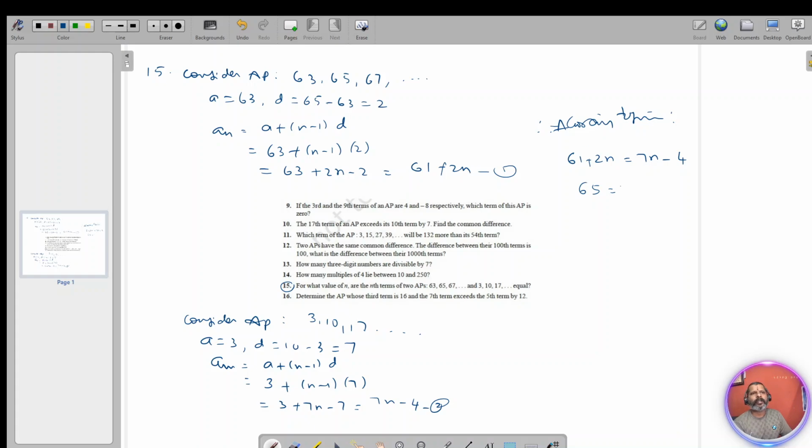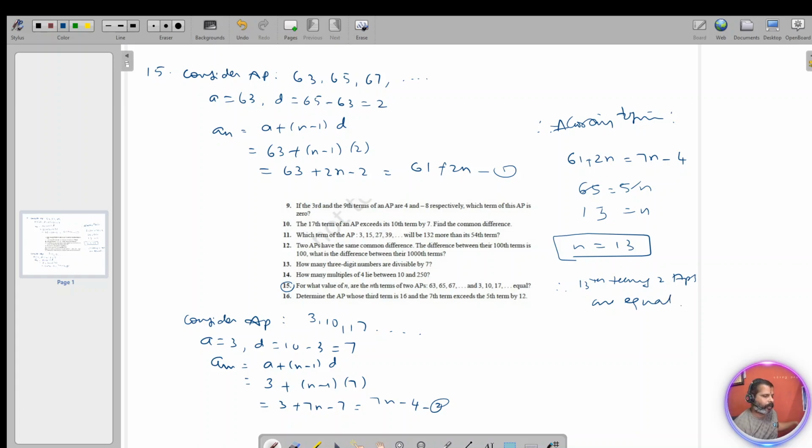Then you transfer. So it will become 5N. 5 1s are 5, 5 3s are 15. Then N is equal to 13. Therefore, for what value of N these are equal means 13 terms of first AP and 13 terms of second AP are equal. Okay. 13th terms of the two APs are equal. Just conclude: 13th terms of two APs are equal.